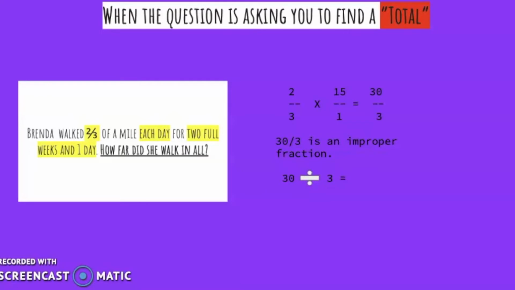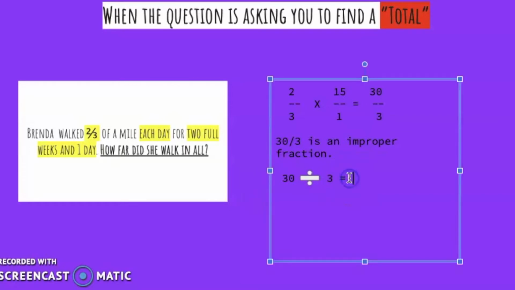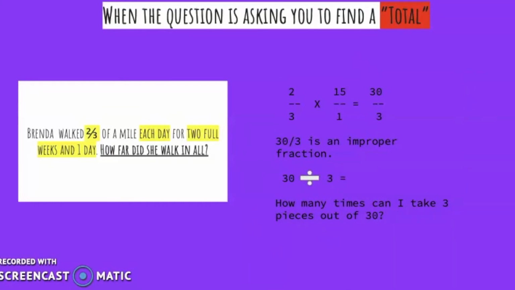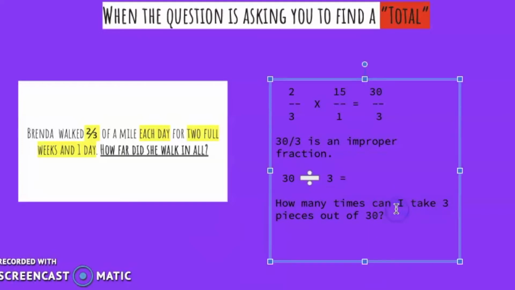So now what I want to find out, by dividing, is how many times can I take 3 pieces out of 30? Well, how can I find that? Well, I can just do my T-chart, and my T-chart here is going to look different, guys, from the T-charts that I have you write on your papers. Okay, it's just because I'm doing it on the computer.